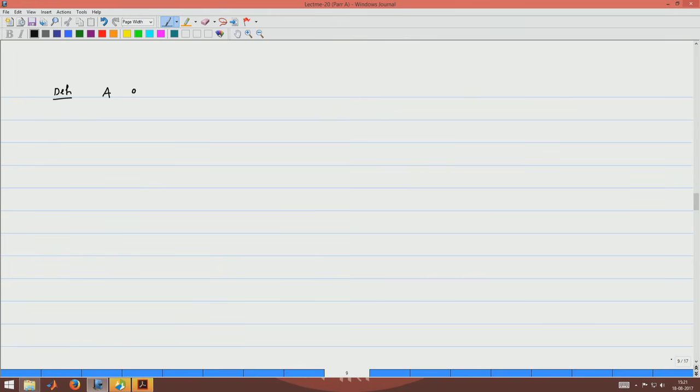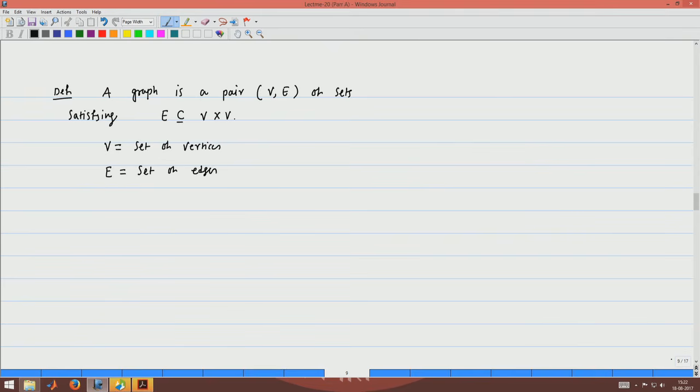So, a graph is a pair V, E of sets satisfying E is a subset of V cross V. Here V is the set of vertices and E is the set of edges.